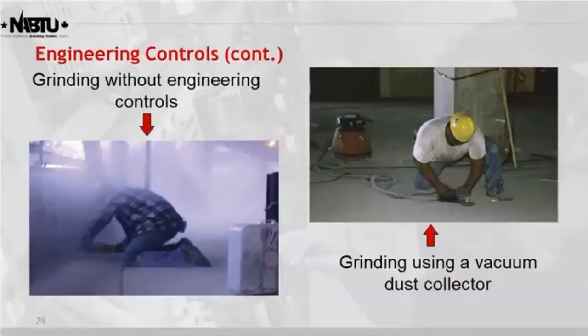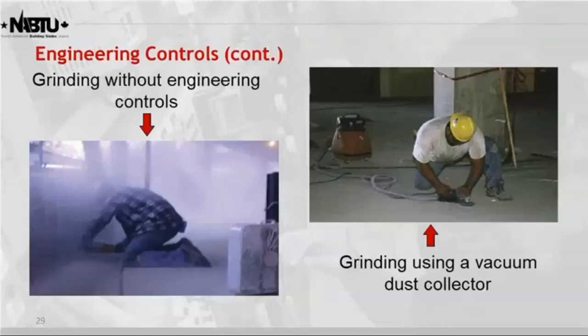Here's another picture, a hand-held little 4-inch grinder grinding a floor without engineering controls. Notice the plume of dust. It's virtually blinding, versus the gentleman on the right. Notice he's using a vacuum system, and it's several feet behind him. One part of the training that a competent person must do is to ensure that all employees are using these types of equipment as stated by the manufacturer.